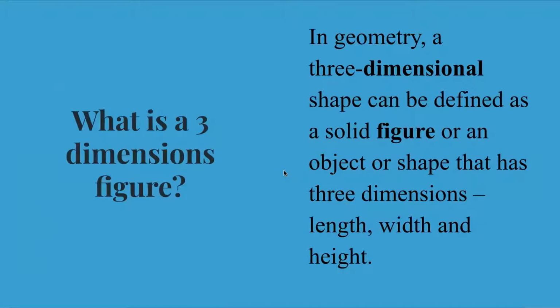So what is a three-dimensional figure? In geometry, a three-dimensional shape can be defined as a solid figure or an object or shape that has three dimensions: the length, the width, and the height.